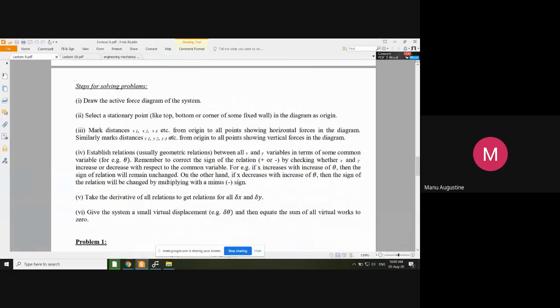In the previous class, we had discussed a very clear-cut methodology of solving problems of virtual work, a six-step methodology. And I had told you that for any question, you just had to vaguely remember the guidelines given in these steps. Now, these six steps seem to be a lot of things to remember at a time.